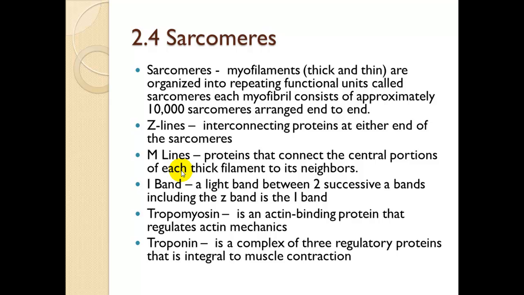Z lines are interconnecting proteins at each end of the sarcomeres. M lines are proteins that connect the central portions of each thick filament to its neighbor. An I band is a light band between two successive A bands, including the Z band in the I band, and it'll make more sense on the picture. Tropomyosin is an actin-binding protein that regulates actin mechanics, and troponin is a complex of three regulatory proteins that is integral to muscle contraction.